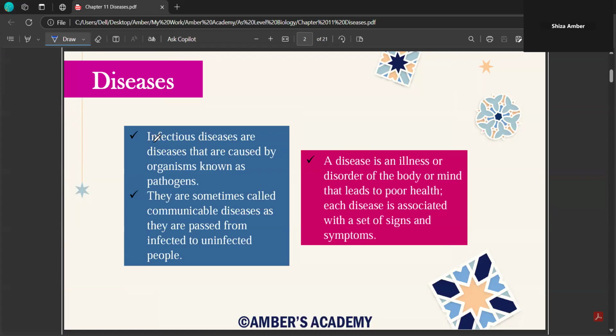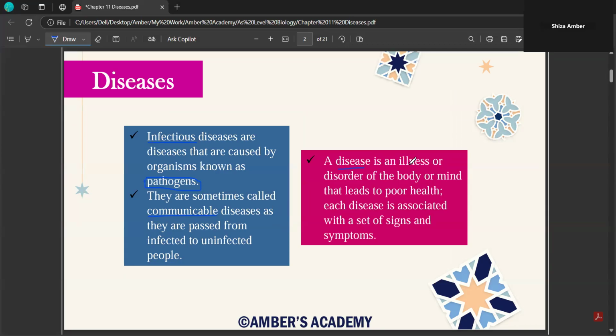All right. So infectious diseases are diseases that are caused by organisms known as pathogens. They might ask you this in your MCQs: how are infectious diseases caused? You need to mark pathogens at that point. Then they are sometimes called communicable diseases, meaning they can be passed from one infected person to another uninfected person. And there are also diseases which are non-communicable. At this point, we'll be doing the diseases that are communicable.